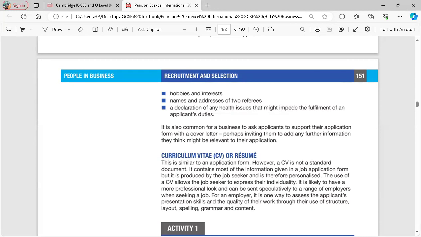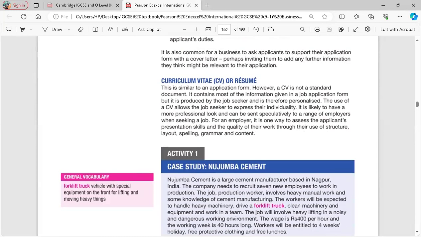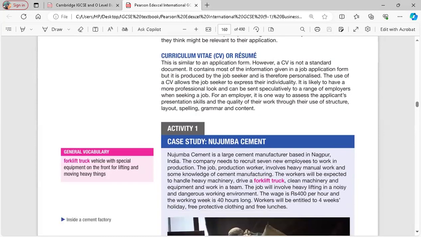Is it clear? Yes. Then we have the curriculum vitae or the resume. So this is similar to an application form. However, a CV is not a standard document. It contains most of the information given in a job application form, but it is produced by the job seeker and is therefore personalized. So the CV is not an application form, but it is personal information about you.